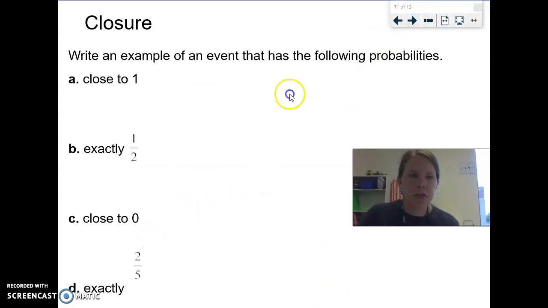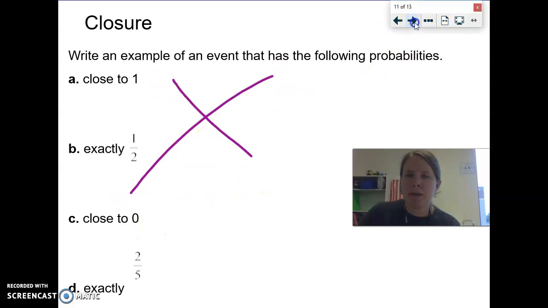Oh, we're not doing our closures, so don't worry about that. Didn't realize that was still there.